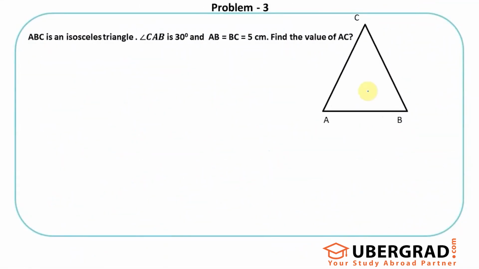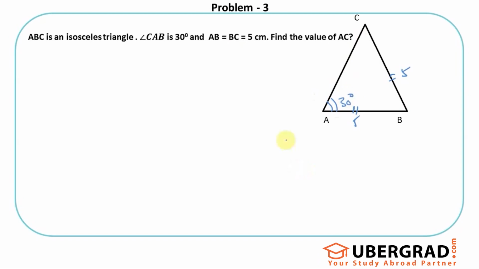So, ABC is an isosceles triangle. Angle CAB is equal to 30 degrees and AB is equal to BC is equal to 5. Find the value of AC. So they said ABC is an isosceles, and the two sides that are equal are AB equals BC equals 5, and they're asking us to find the value of AC. And they gave us that angle CAB is 30 degrees.